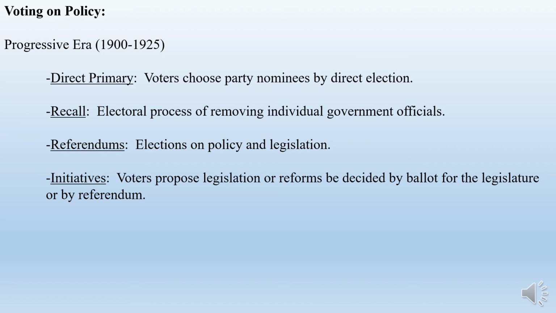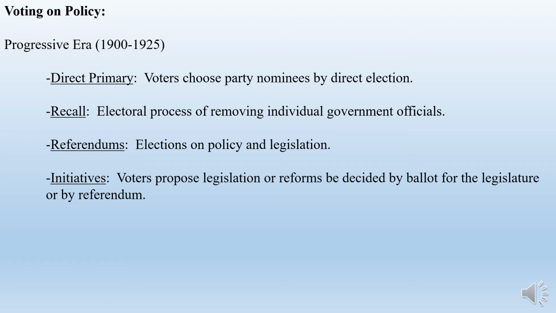And what a recall is essentially is an electoral process to remove a candidate or a government official. The most recent example of this was in 2003 or 2004, when the California governor Gray Davis was recalled by the voters and was replaced in office by Arnold Schwarzenegger. Essentially, this allows someone to remove a government official if they don't believe they're doing a good job.